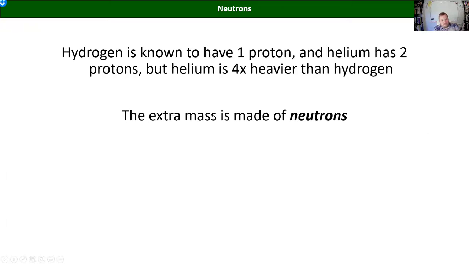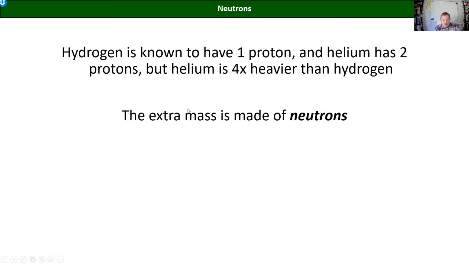So they knew, for instance, hydrogen and helium were two of the most well-known elements at this point. They knew that hydrogen was the smallest element because it had one proton. If you had any fewer protons, it wouldn't be an element at all, because the number of protons is what makes the element. And they knew helium had two protons, but helium was not twice as heavy as hydrogen. It was four times as heavy as hydrogen.